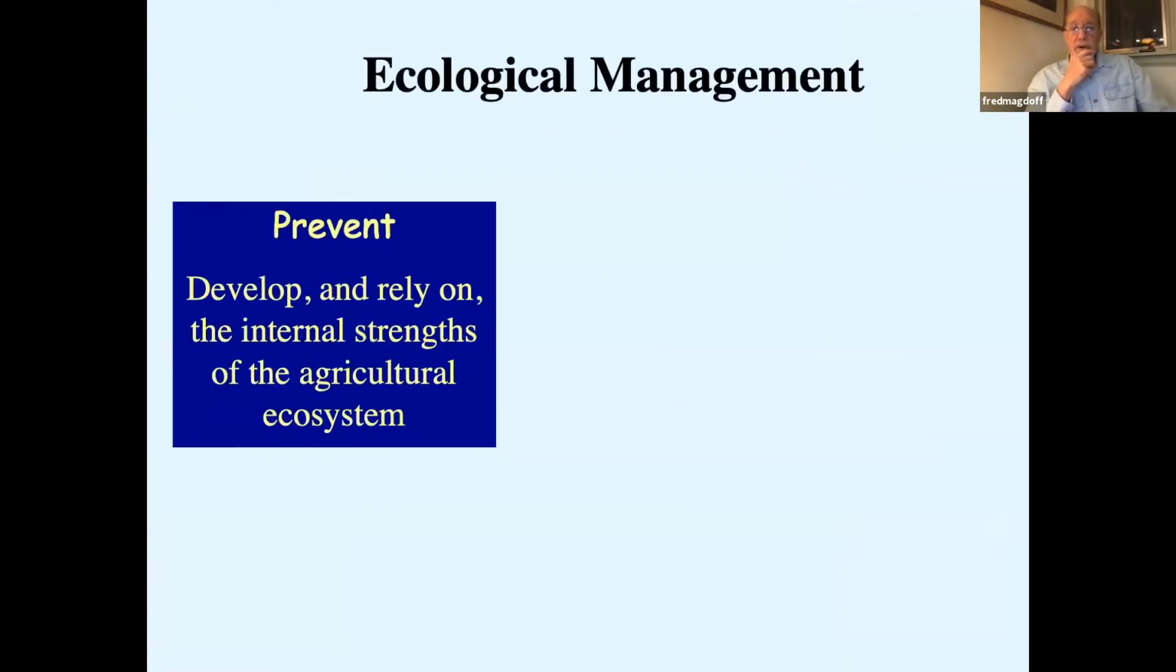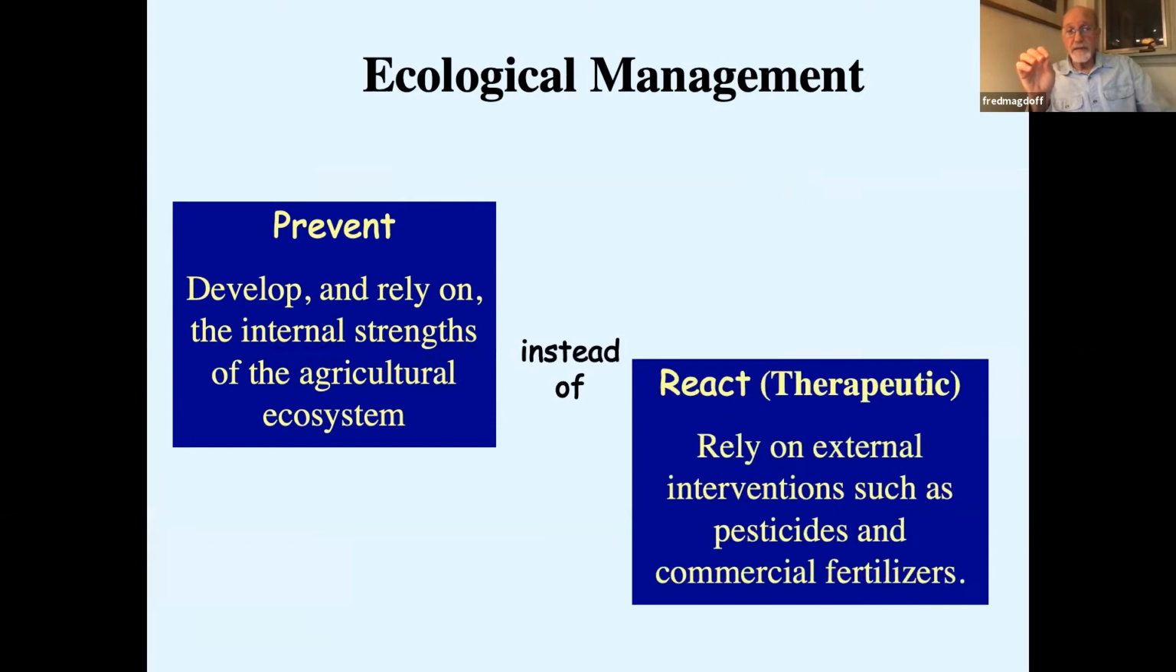The whole point of ecological management of soils, or of agriculture, is to try to prevent, instead of reacting, and to rely on the strengths of the agricultural ecosystem instead of reacting with external interventions such as pesticides and commercial fertilizers. Not saying that you might not need them, but that doesn't become your first line of defense. It becomes your absolute last line of defense.